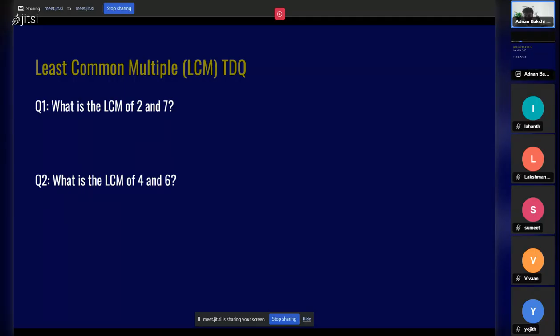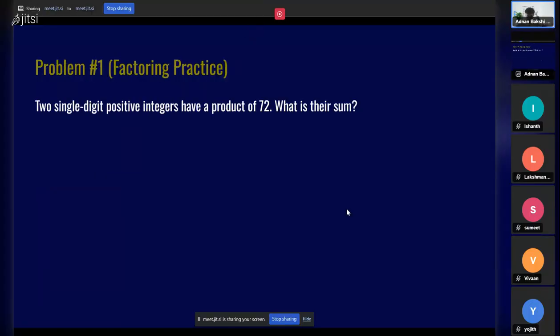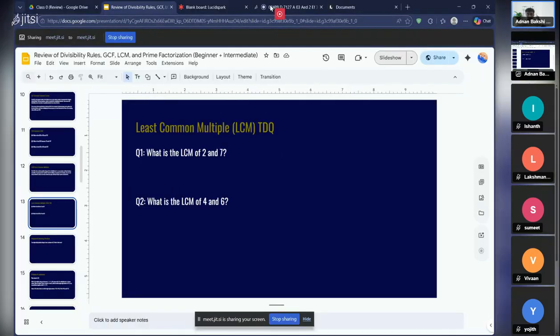I'll do the first one. So what's the lowest common multiple of 2 and 7? Okay. So I'll do this one with you. Y'all can do the second one. You'll get it easy, don't worry.